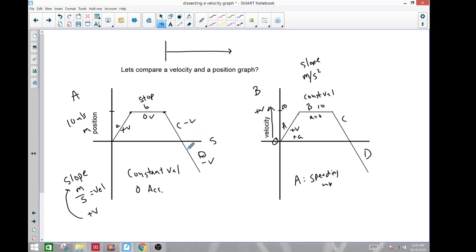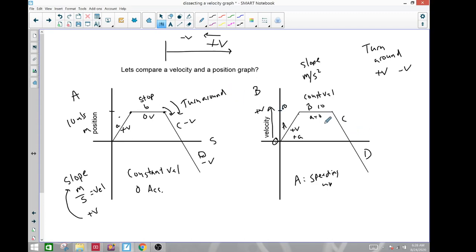What's happening in C? Well, in C, we have a negative velocity. Anytime you go from, so really the way to turn around is to go from a positive velocity to a negative velocity. That's how you turn around. This is positive, this is negative. So you kind of have to come to a 0 velocity and turn around. So at this point here, we're going from a positive to a negative. So we turned around here.